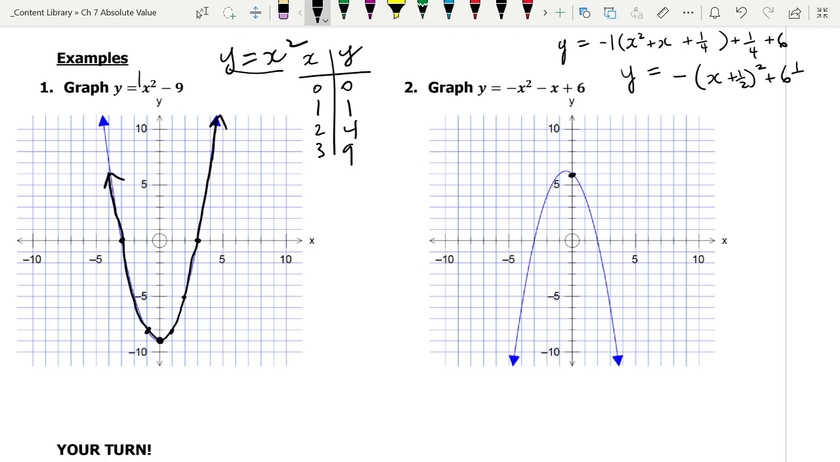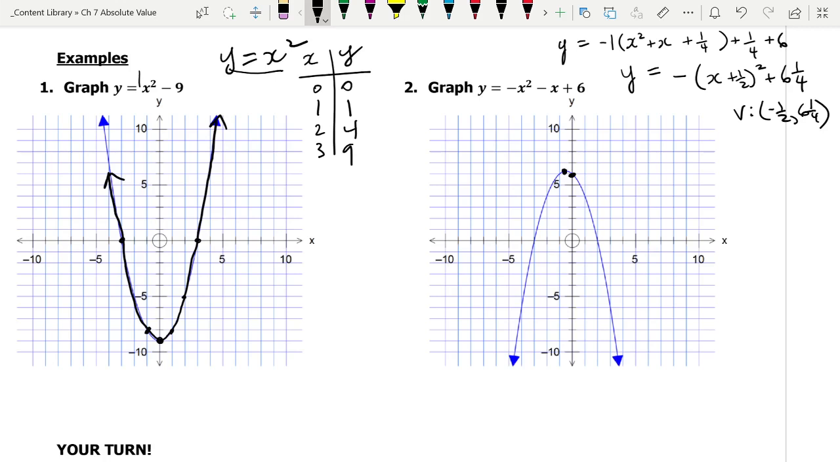I'll leave it as a mixed number, 6 1/4. And that's what this vertex is, right? It's 1/2 to the left. Remember, the vertex is the opposite rule here. 1/2 to the left and 6 1/4 up. So 1/2 to the left, 6 1/4, there it is.